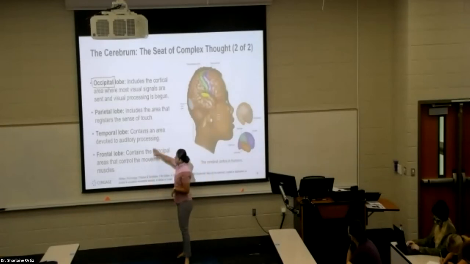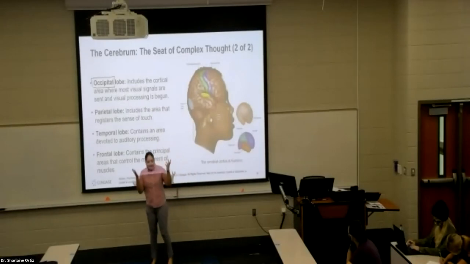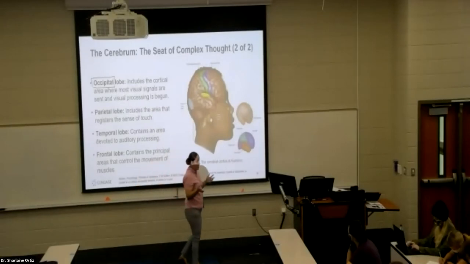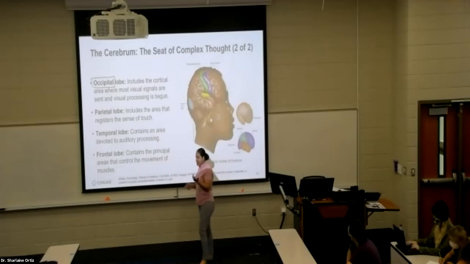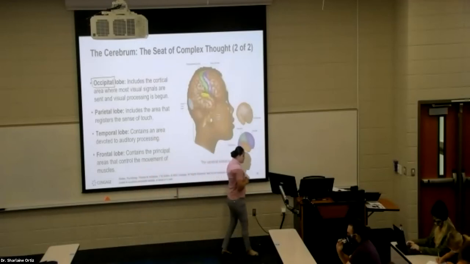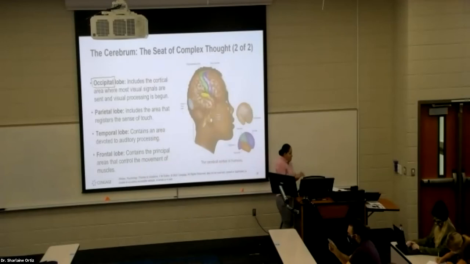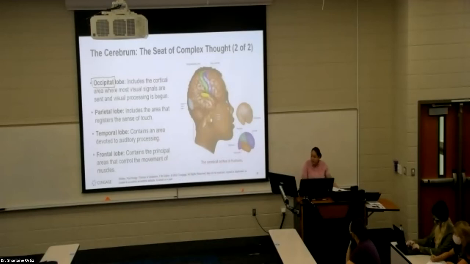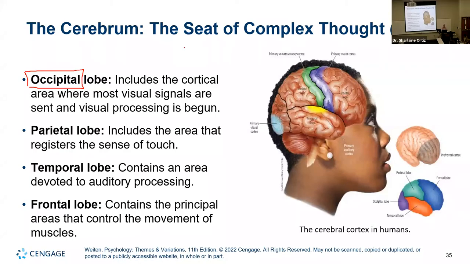How can you remember that? Occipital, oculus, eyes, right? That's how I like to remember it. I never forget it. Oculus means eye, got it, occipital. So that part of your brain is in charge of understanding and processing that visual stimuli that you are engaged in, which is why generally we say you don't really see with your eyes, you really see with your brain.